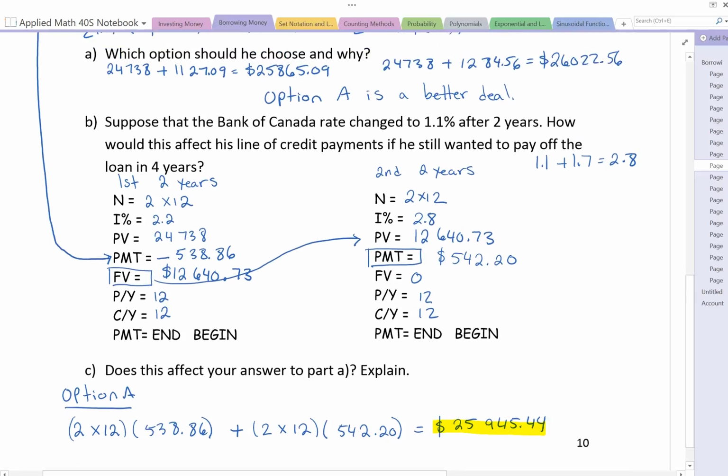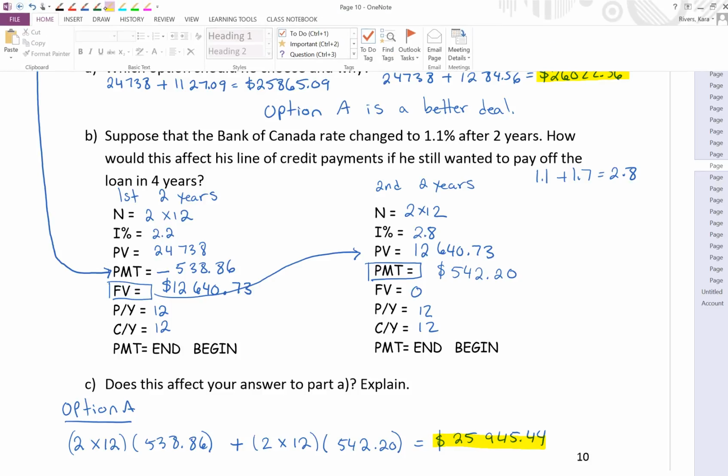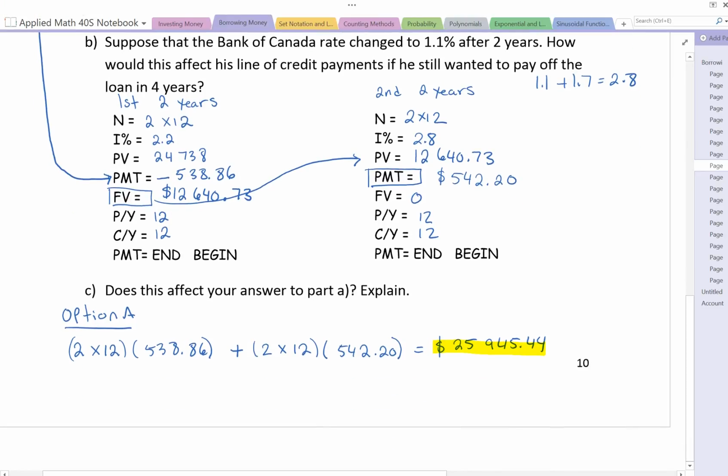Now taking this value here that we just calculated, compare that to what we calculated for option B, and we can see that option A, even though prime changed, option A is still the better deal.